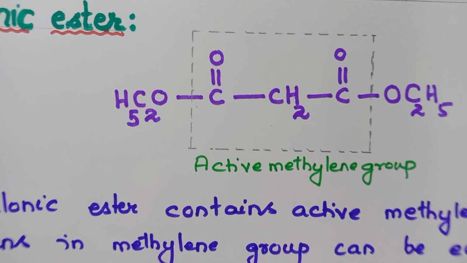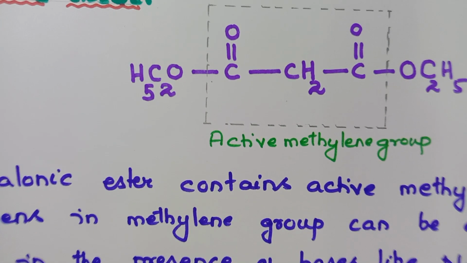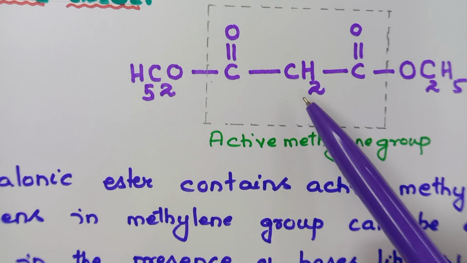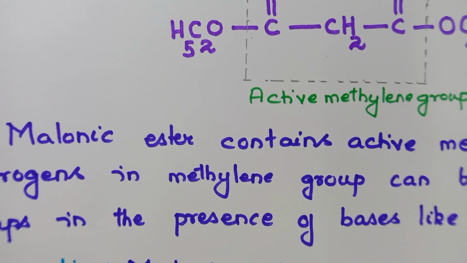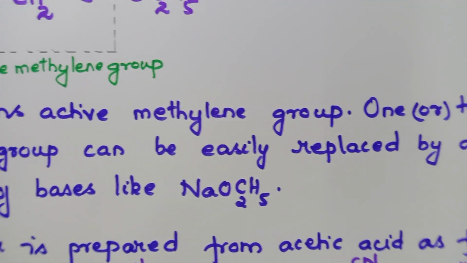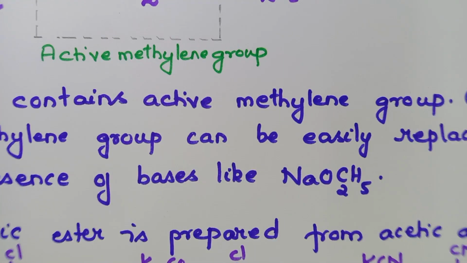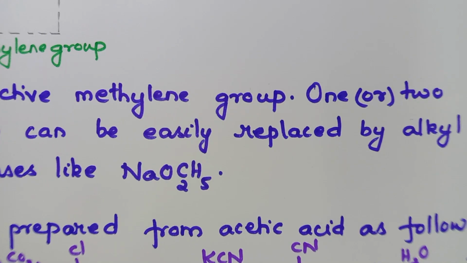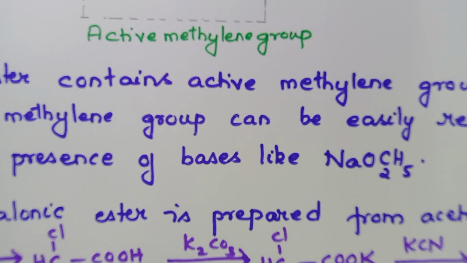Next, I just gave two sentences. Malonic ester contains an active methylene group, and you know, students, the hydrogens in this active methylene group can be easily removed. How? When we add bases like NaOC2H5, that is sodium ethoxide. That's what I have written here. Malonic ester contains an active methylene group, and one or two hydrogens in the methylene group can be easily replaced by alkyl groups in the presence of bases like sodium ethoxide, that is NaOC2H5.